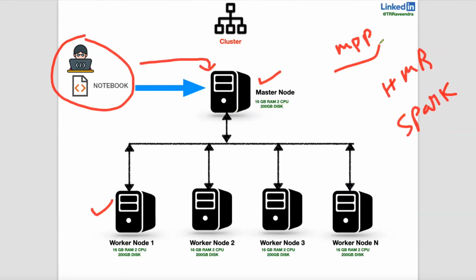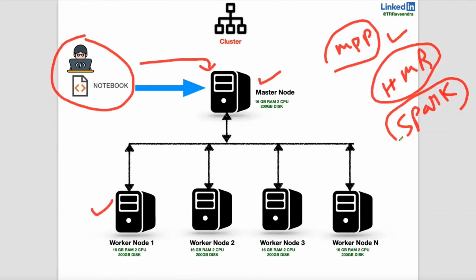It may be MPP architecture like Snowflake, Synapse, Redshift, Teradata. There are many MPP data warehouses available, or Hadoop MapReduce or Spark. The concept is the same. A request will be submitted in one place, that master node or header node or name node. You can call it any name. And data is processed in different nodes, which we call slave node, worker node, process node, or data node, where data is going to be processed.